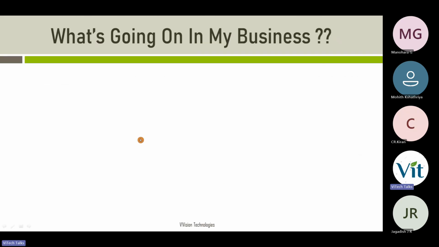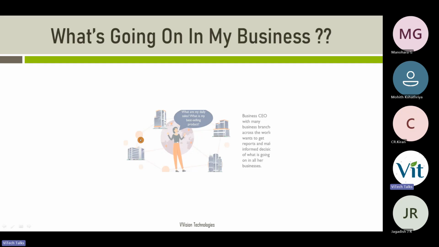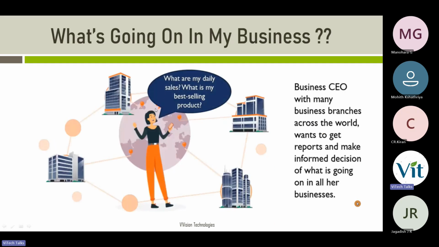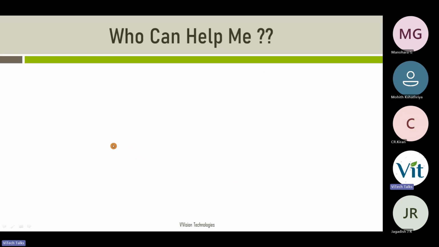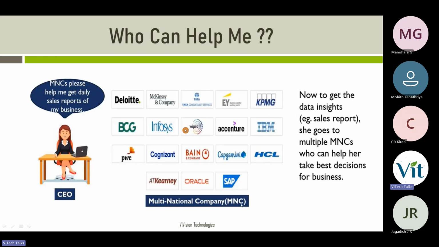Now, what's going on in my business? This is what we have discussed. Now the CEO wants to see their products across the branches. They want to see the reports and decide the business strategies. In this case, who can help us? What will VMart people do? They will go to companies such as Deloitte, Infosys, Accenture, IBM, Capgemini or HCL.